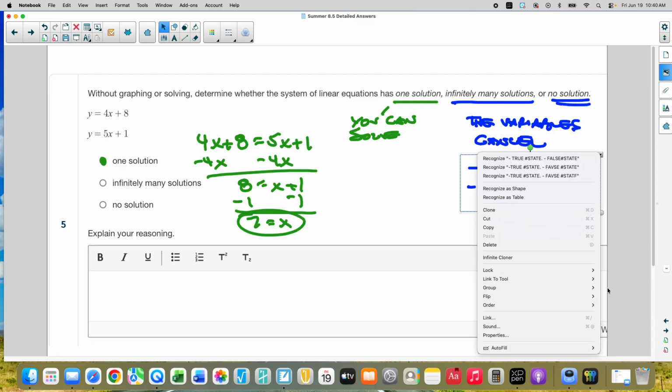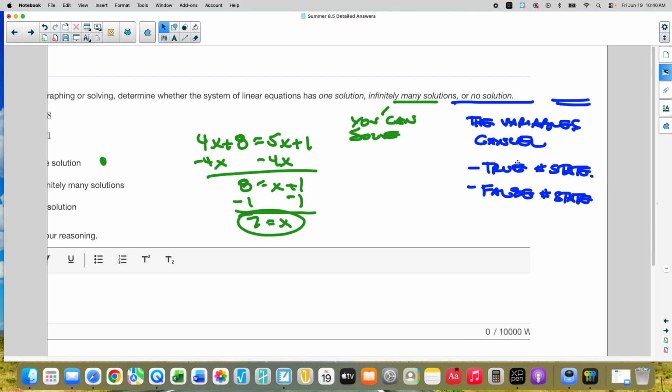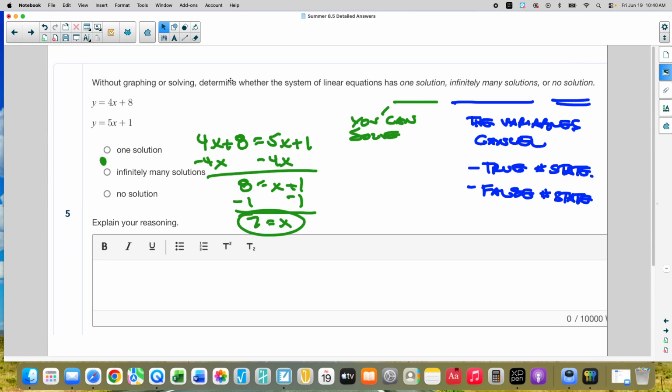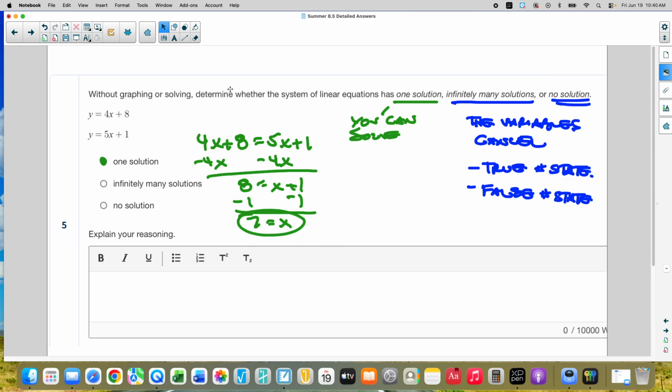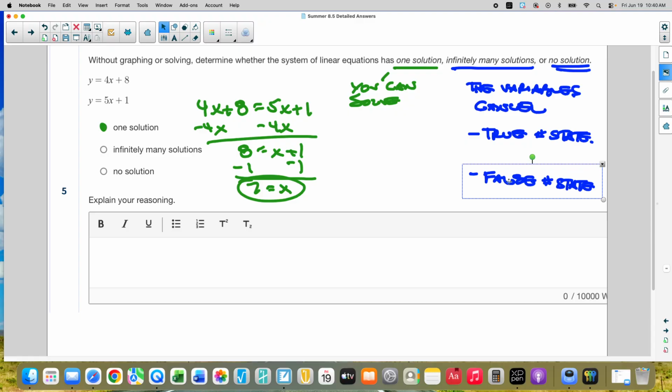Not order, group, low, group, ungroup. Wow, I didn't mean to do that. It's not going to let me. Okay, let's do this. Let's group, pull that down, and that's all I needed.